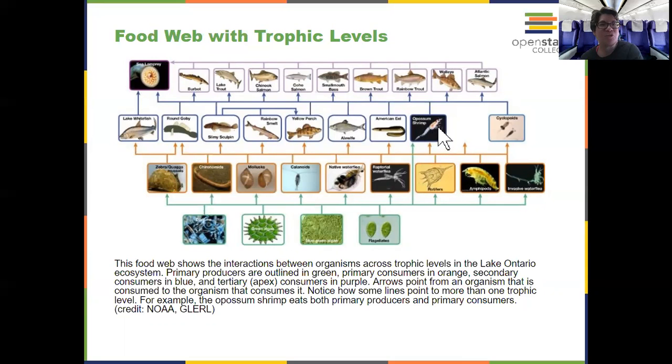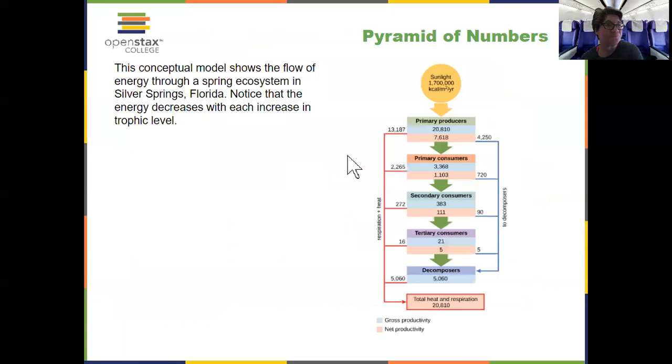Here's the opossum shrimp. If you remember that from the Flathead Lake study, they thought that the opossum shrimp were actually primary consumers, and they ended up being secondary consumers and eating all the prey food, and they crashed the food web. They were introduced into Flathead Lake. And then you have all these higher level fish, and then eventually at the top, maybe an eagle or a top consumer.